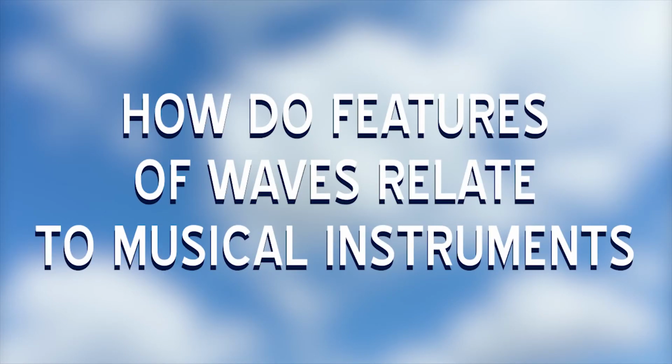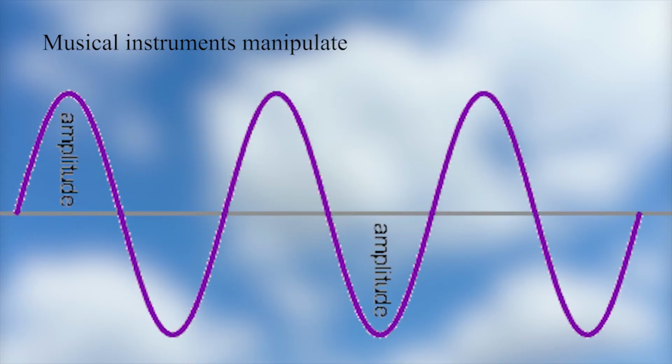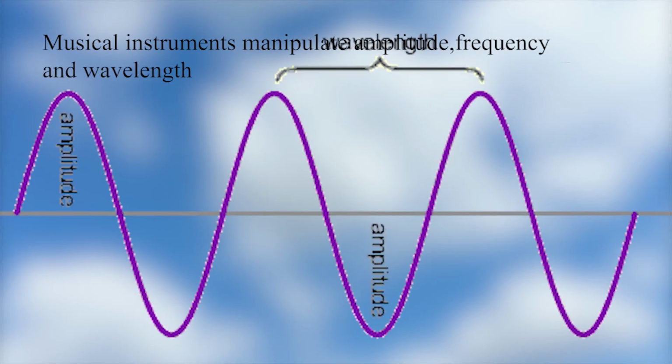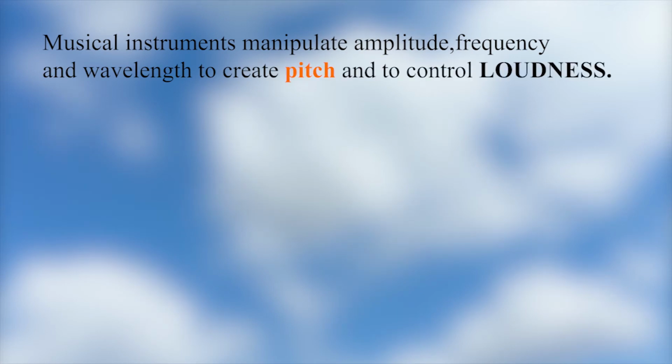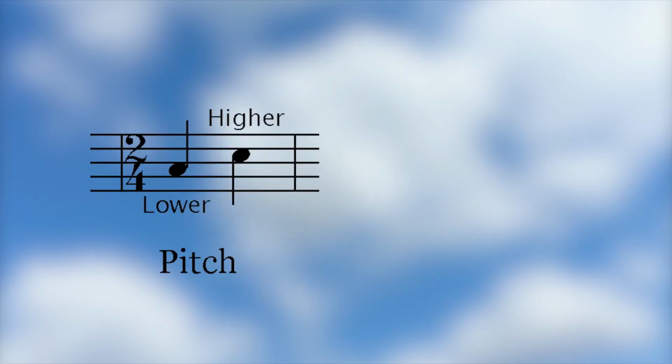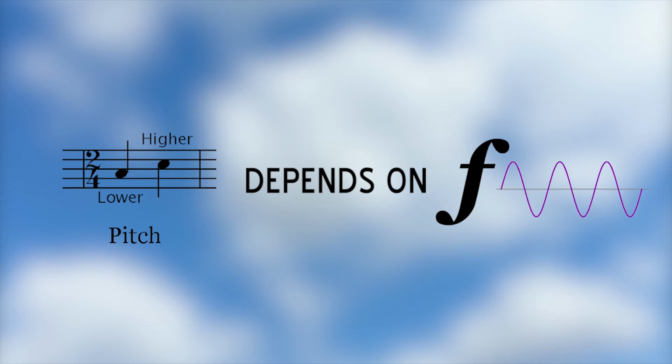How do features of waves relate to musical instruments? In a nutshell, musical instruments manipulate amplitude, frequency, and wavelength to create pitch and to control loudness. Firstly, pitch. Pitch depends on the frequency of the sound wave.